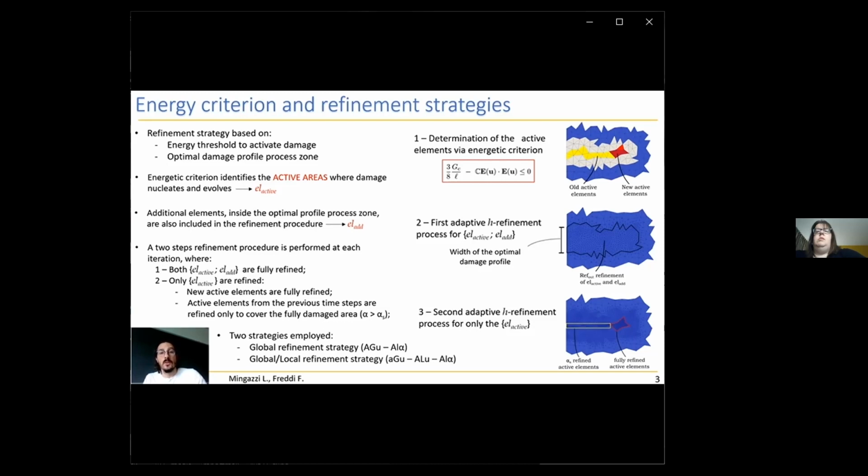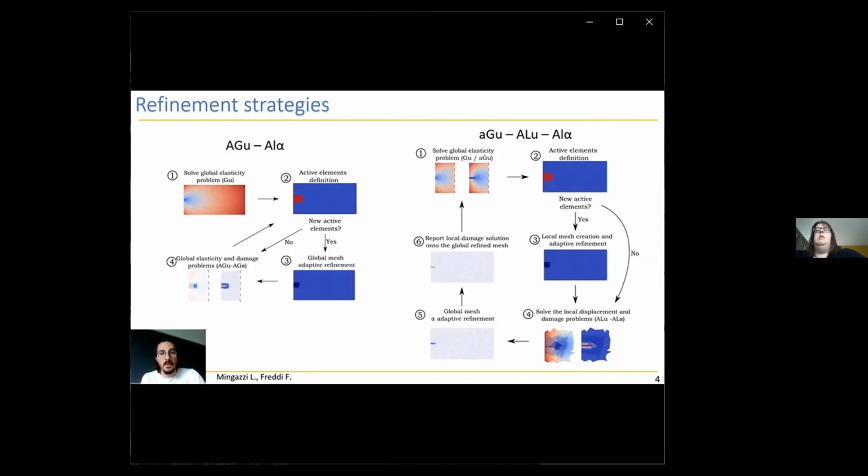We developed two different refinement strategies, one global strategy and a global local refinement strategy. Here, the summary flowcharts for the two different strategies are reported. For the global strategy, we start by solving the global elasticity problem. Then we determine the active elements and their adjacent ones. Eventually, we perform the adaptive refinement, and lastly, we solve both the global displacement and damage problems on the refined mesh.